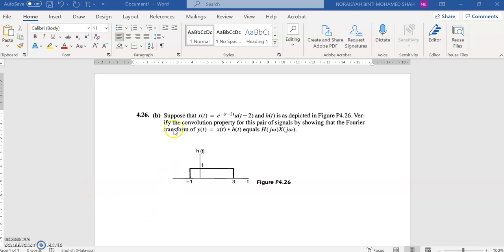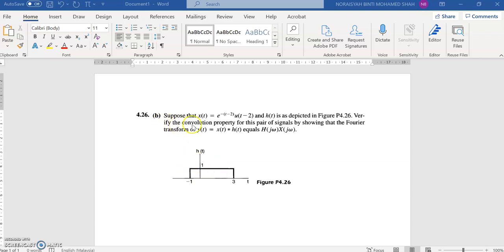Okay, so hello everyone. This video is to explain how to solve exercise 4 question, which is 4.26b. In this question, you're given x of t equal to this, and h of t is given here. It's a rectangular pulse.